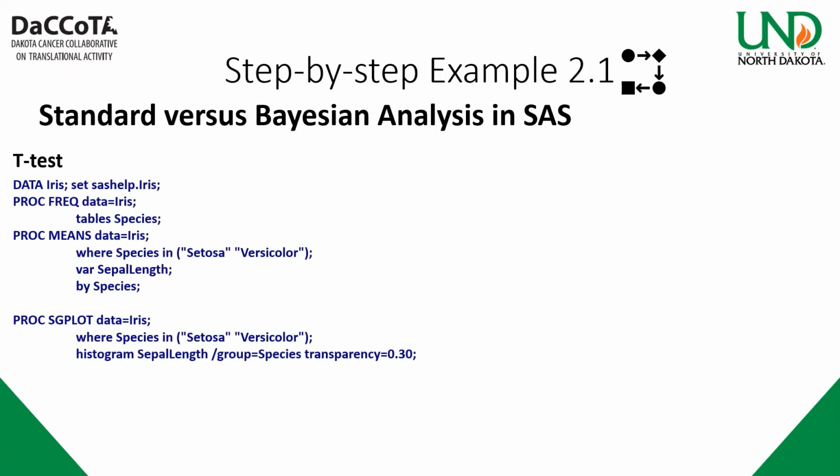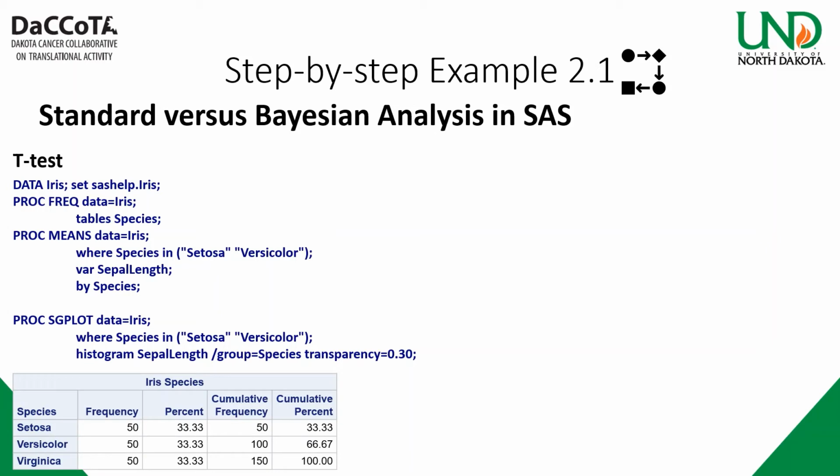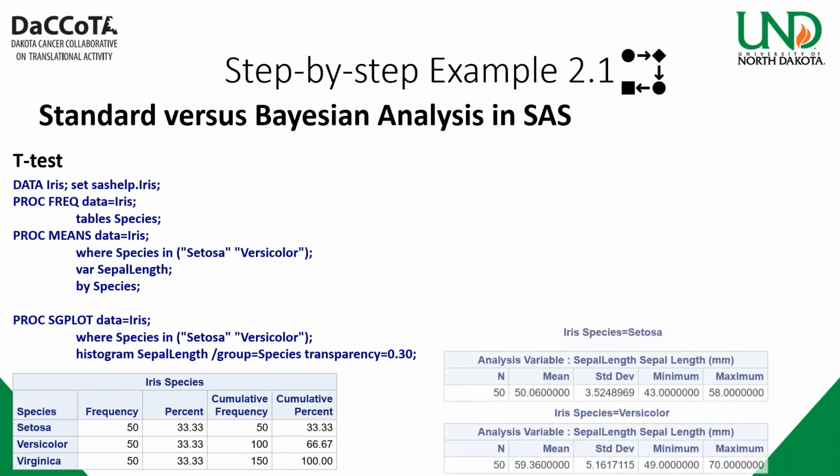So to do a t-test in SAS, we're going to use the SASHELP iris data set, the classic iris data set. We're going to set our data so we can actually manipulate it. Running PROC FREQ just shows us, okay, we have 3 different plant species, frequency of 50 each. We're going to run MEANS just to show what we have. Since it's a t-test, we're just going to look at Setosa versus Versicolor. Setosa has a mean of 50 and then Versicolor has 59, so we think there's probably a difference.